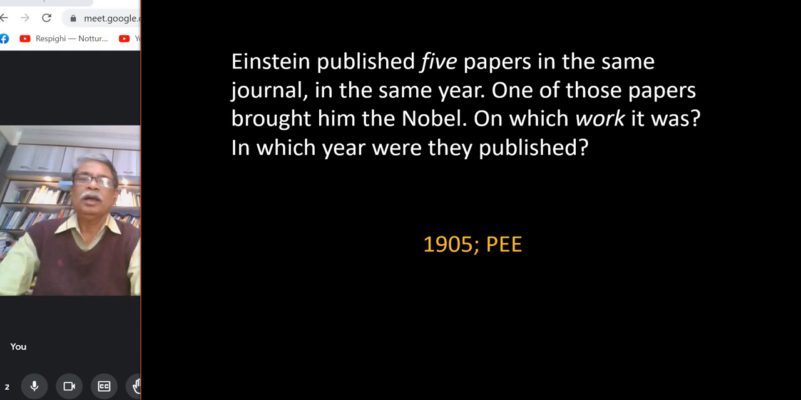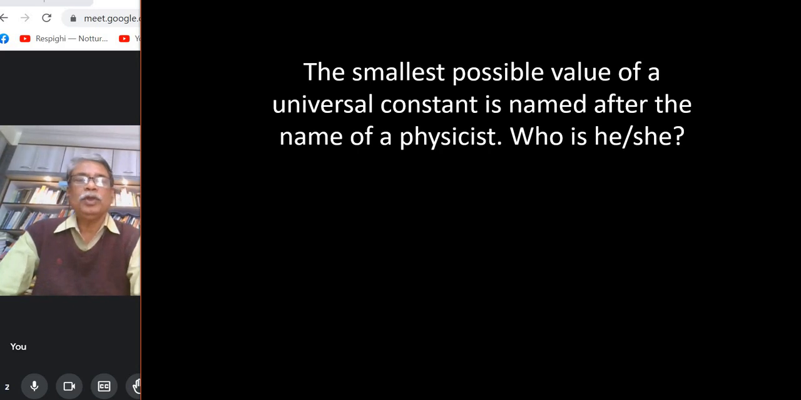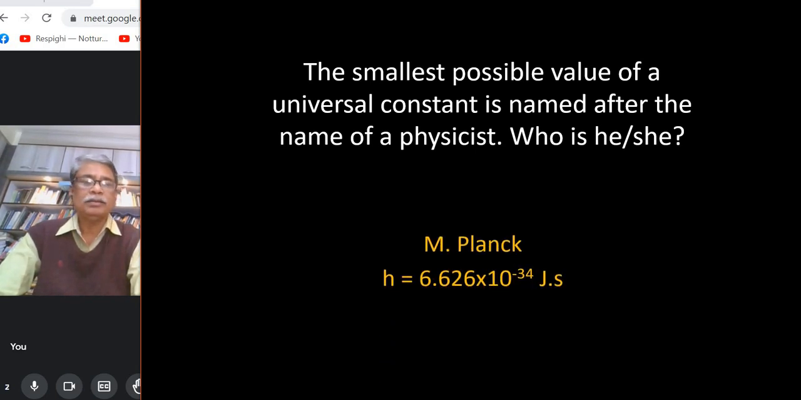Okay. So the second question: the smallest possible value of a universal constant is named after a physicist. Who is he or she? It's rather a trivial question, maybe, and it is Max Planck. We know the Planck constant, and Joule second is the unit. It is denoted by h.